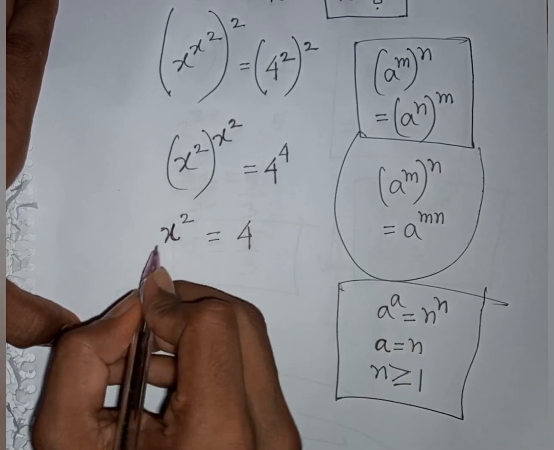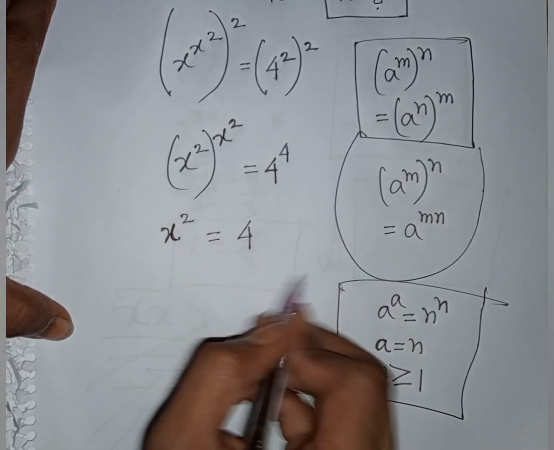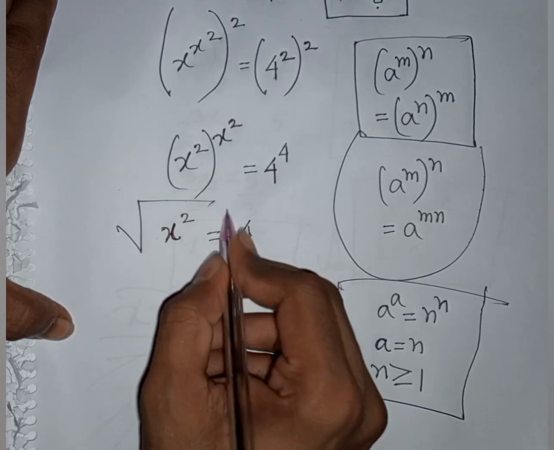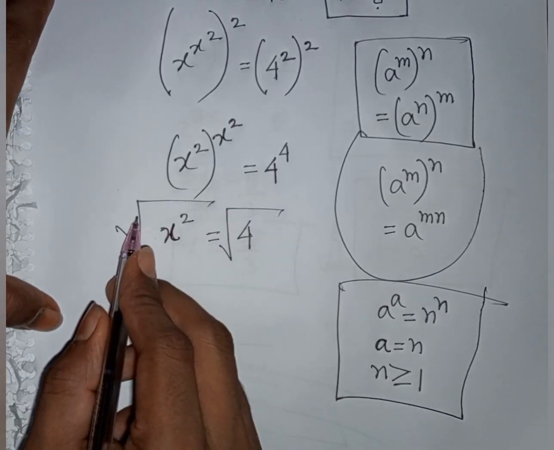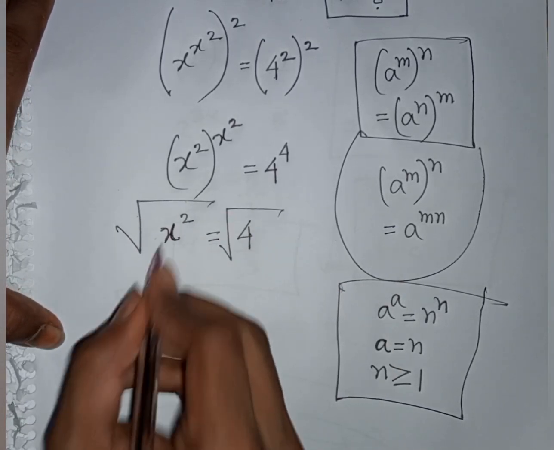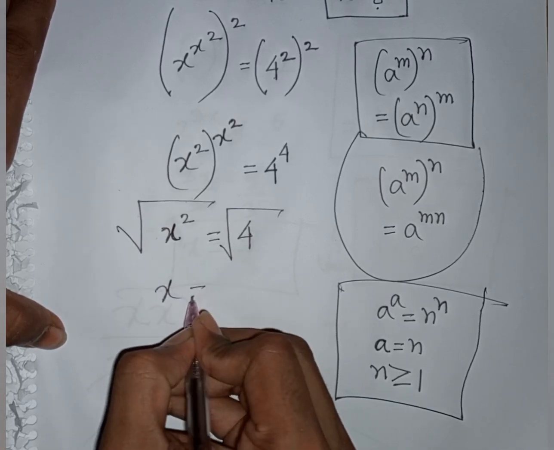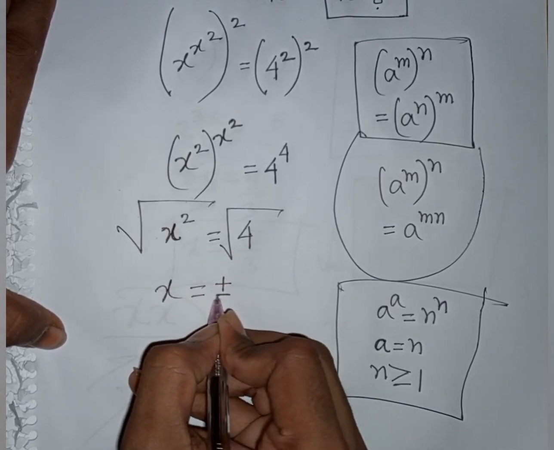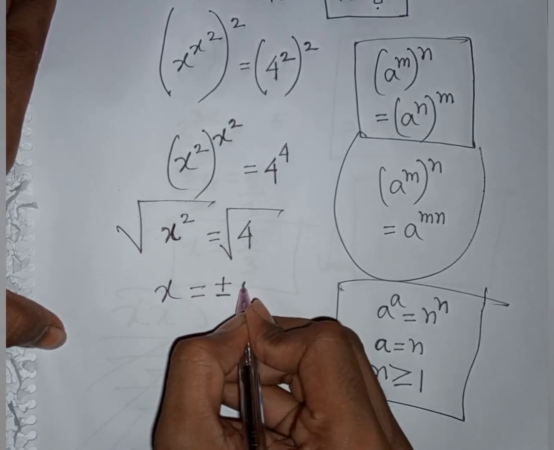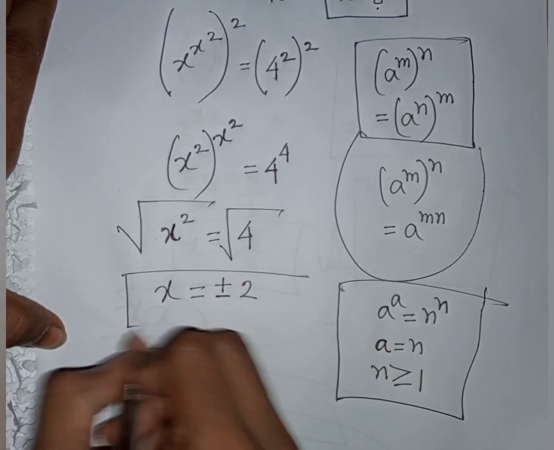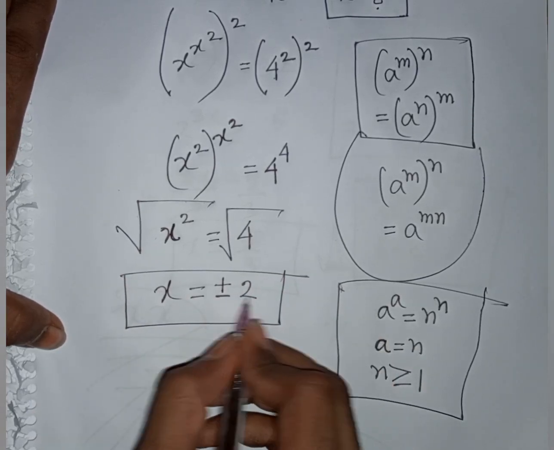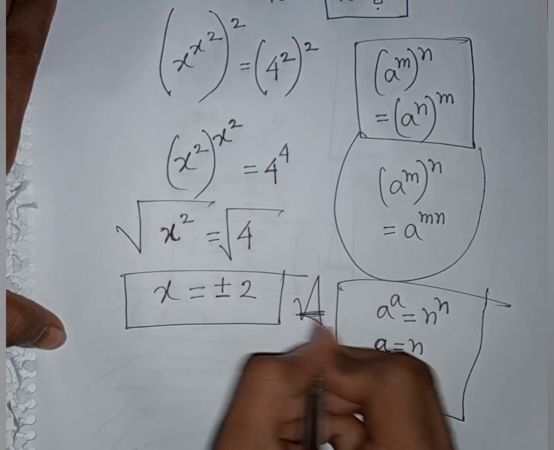Now we need the value of x, so we apply a square root on both sides. So a square root of x square is equal to a square root of 4. Now this square root and this square will be cancelled. So here x is equal to plus or minus a square root of 4, which is the same as 2. So plus or minus 2, this is the value of x. So this is our final answer.